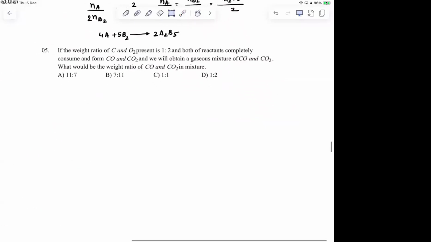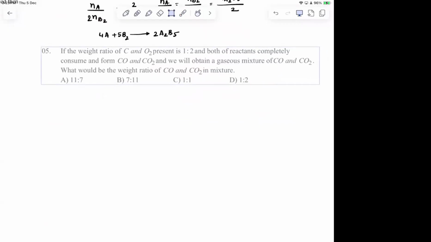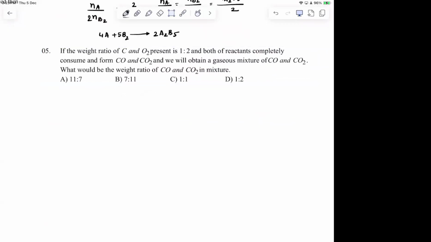If the weight of C and O2 is present in the ratio 1 is to 2 and both the reactants are completely consumed and form CO and CO2, we will obtain a gaseous mixture of CO and CO2. What will be the weight of CO and CO2 in the mixture? Okay, the weights are in the ratio of 1 is to 2.